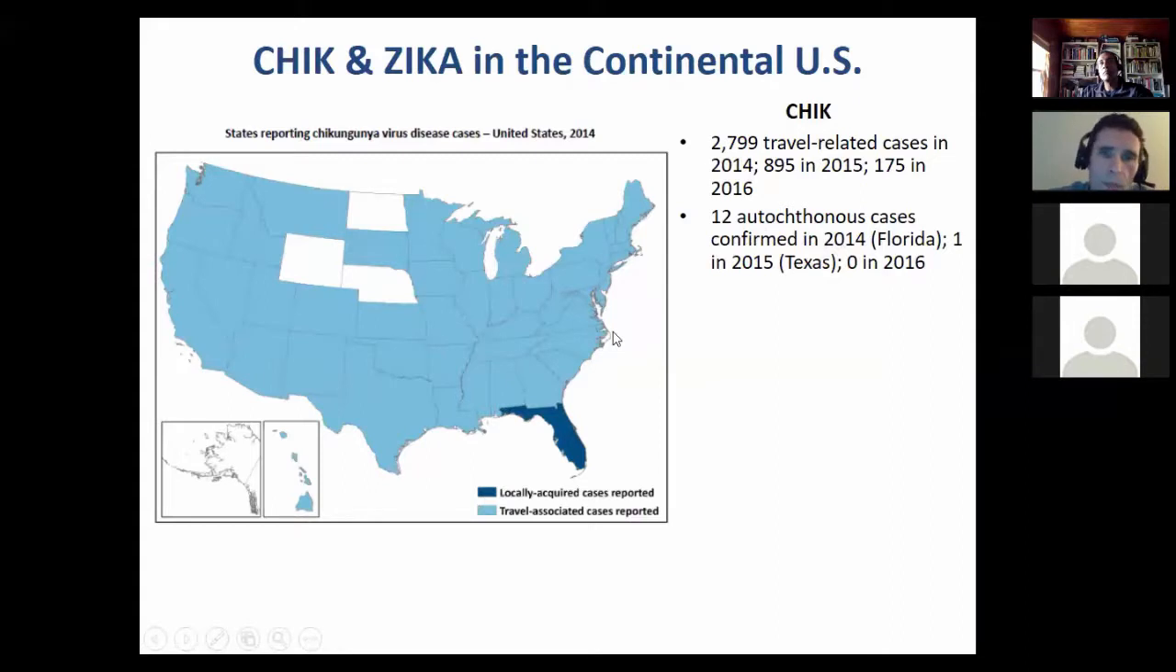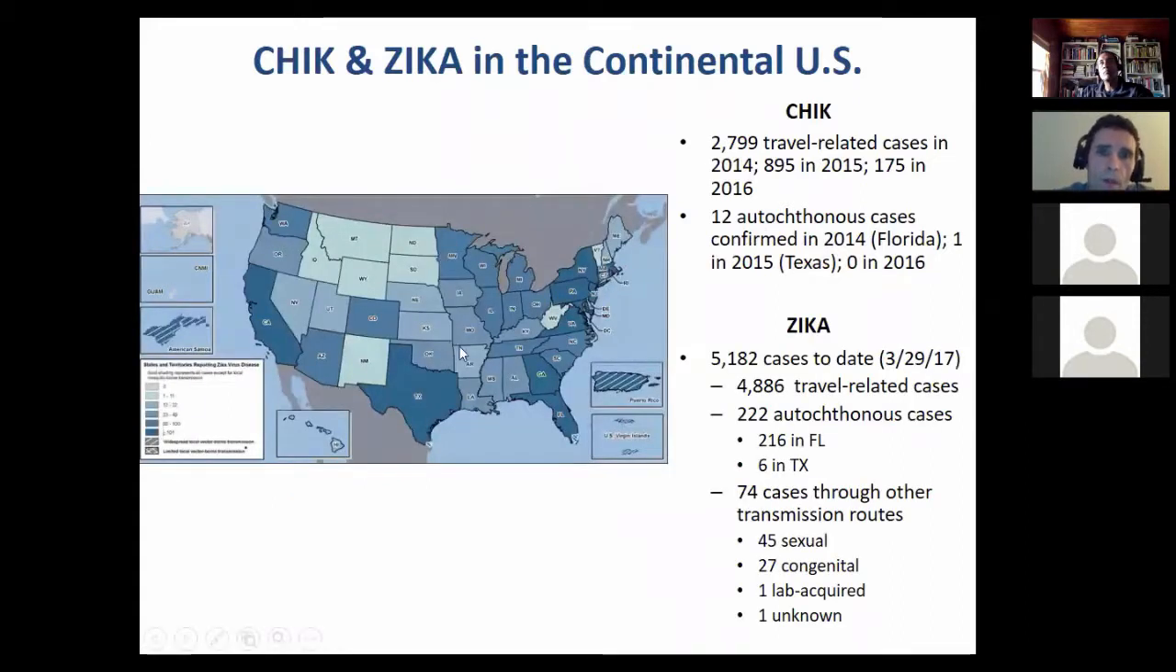Now, contrasting that with Zika, on this map, every state in the lower 48 had travel-related cases. We had almost 5,000 travel-related cases in total. 220 locally transmitted cases in Florida. We had 6 in Texas. Now, I don't know if you can see, but the hatched areas are places with local transmission. It's just the southern tip of Florida and the southern tip of Texas.